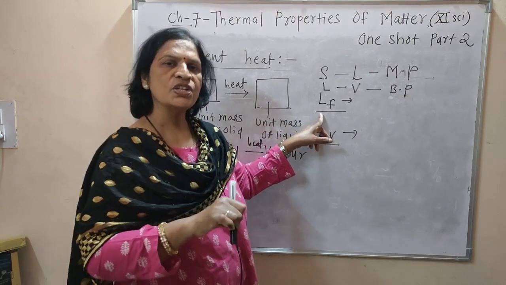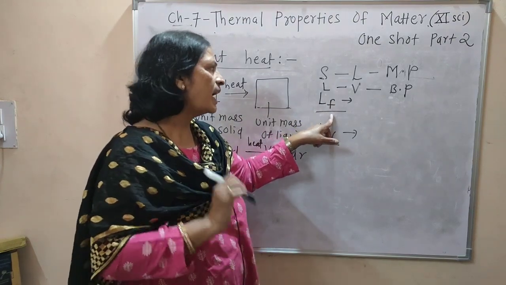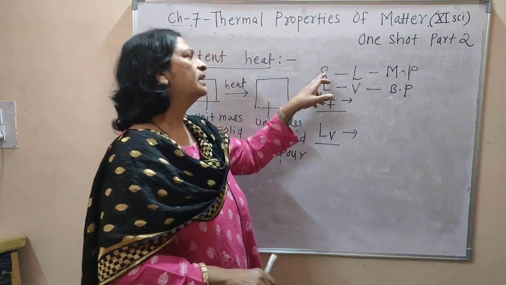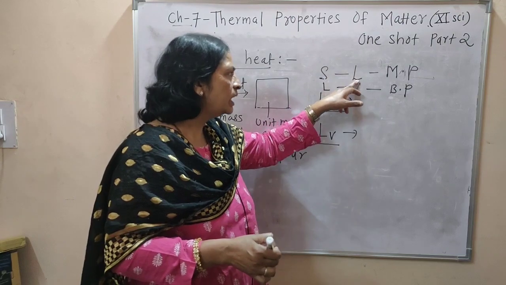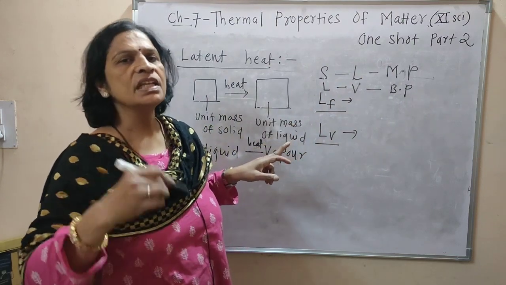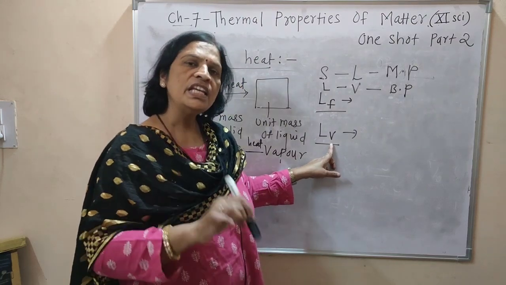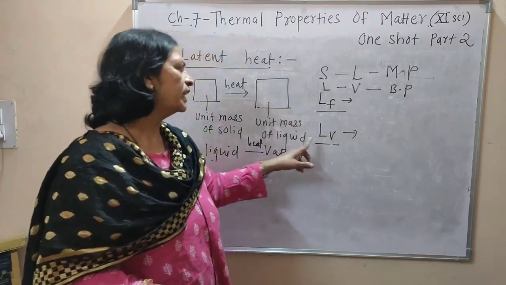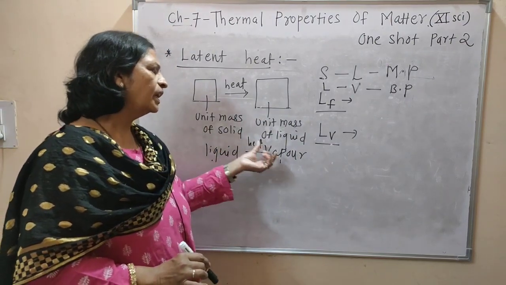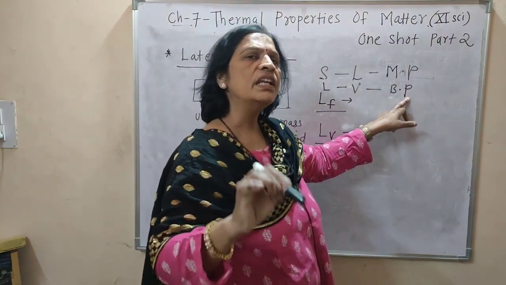Latent heat of fusion is defined as the amount of heat, or quantity of heat, required to convert the unit mass of solid into unit mass of liquid at its melting point without change in temperature. And the latent heat of vaporization is defined as the amount of heat required to change the unit mass of liquid into vapor at its boiling point without change in temperature.